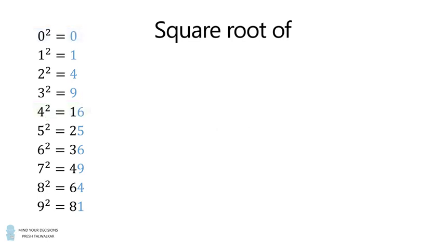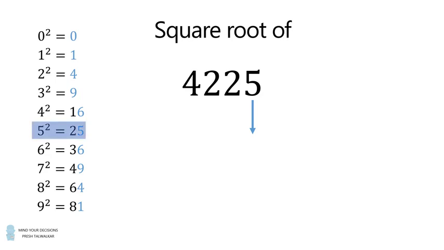Let's calculate the square root of 4225. The last digit is 5, and that corresponds to the last digit of 5 squared, which is equal to 25. So we write the digit 5 here. We then cross out the last two digits. We now want the square that's closest to 42 without going over. So that will be 6 squared, which is equal to 36. So we write a 6 over here. Thus, the square root of 4225 is equal to 65.